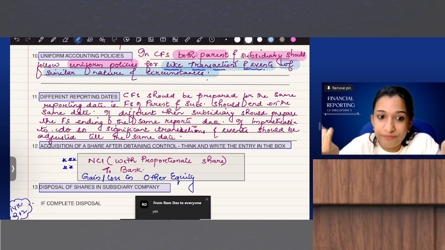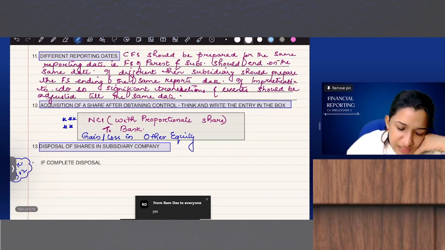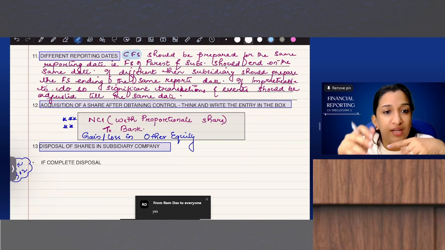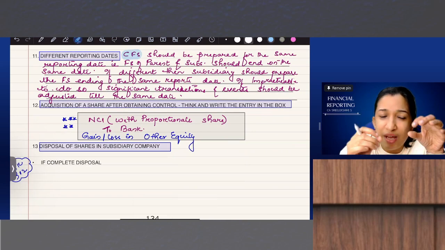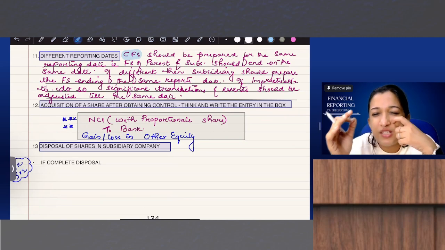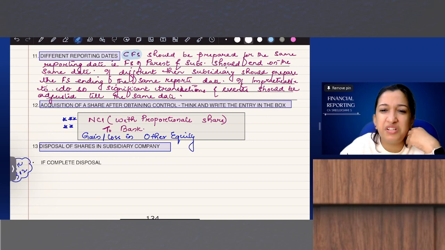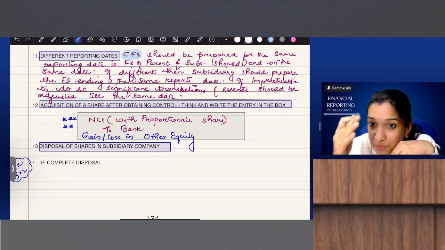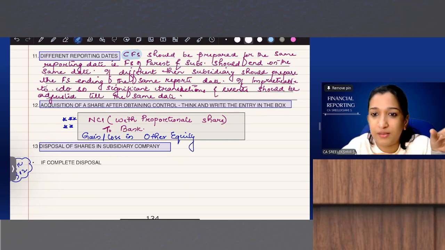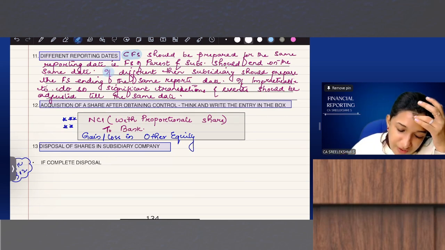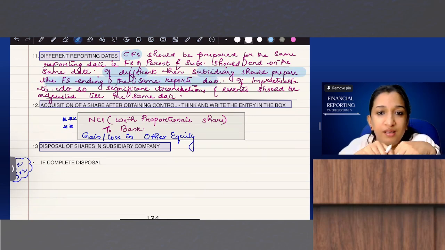Yes. Then different reporting dates. CFS should be prepared for the same reporting date. Financial statements of parent and subsidiary should end on the same date. Say 31st March is the reporting date of the parent and 31st December is the reporting date of the subsidiary. Now we'll ask the subsidiary to prepare the financial statements on the same reporting date as the parent. So if different, the subsidiary should prepare the financial statements ending on the same reporting date.